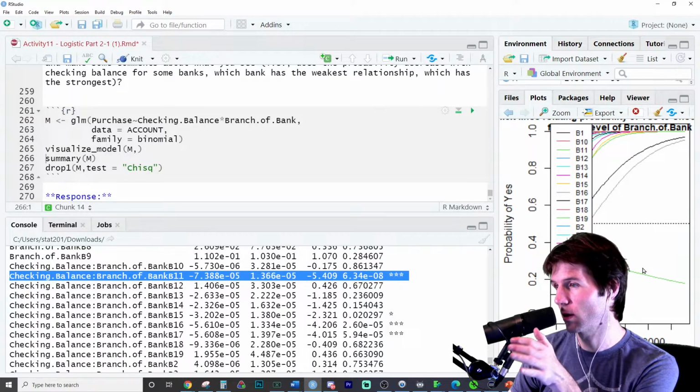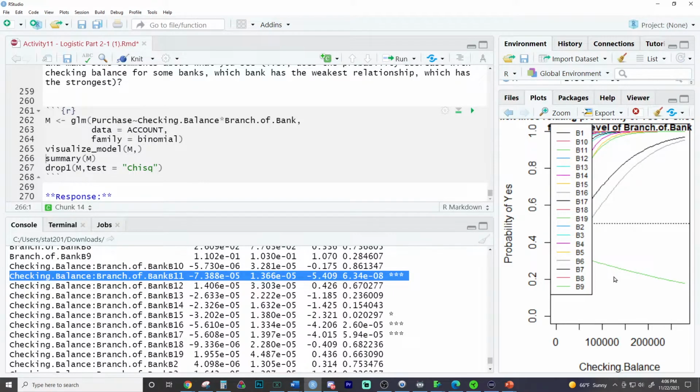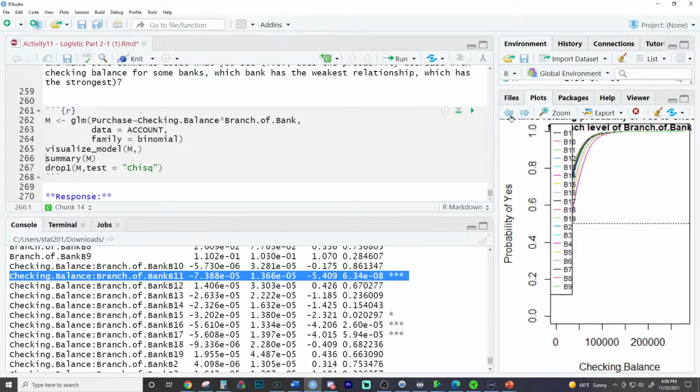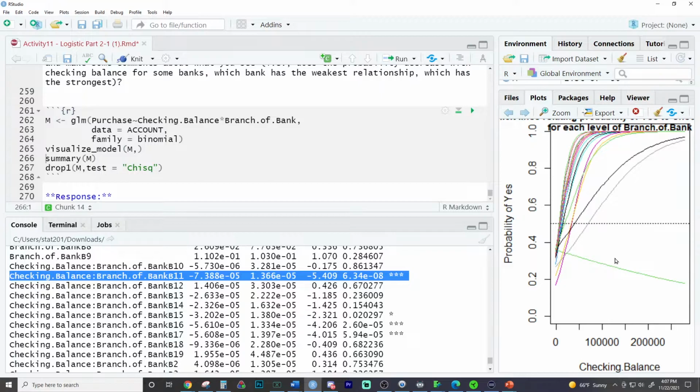The weakest, or the negative relationship here, is seen by bank 11, which is behind my head right here. Bank 11 actually has a negative relationship, and that's bank 11 right there. I know you say there's 2 green lines, but this is bank 11 because it has a strong enough change to the sigmoidal relationship from what we originally saw of all positive relationships, such that now bank 11 can actually have a negative relationship right here.